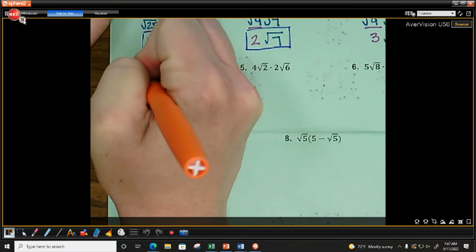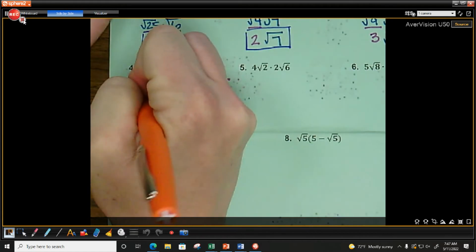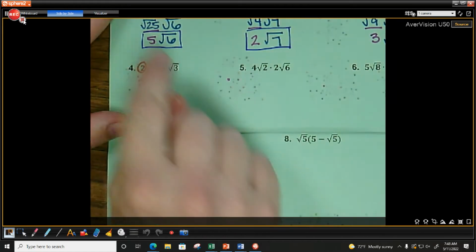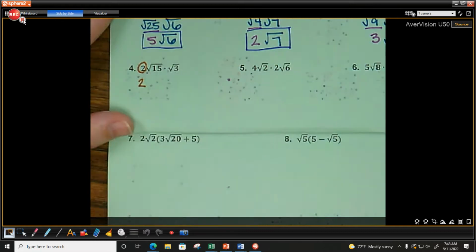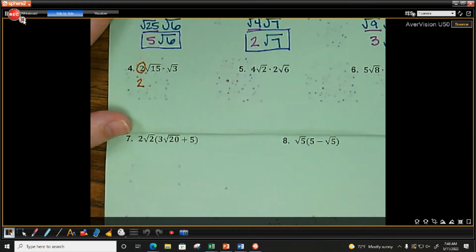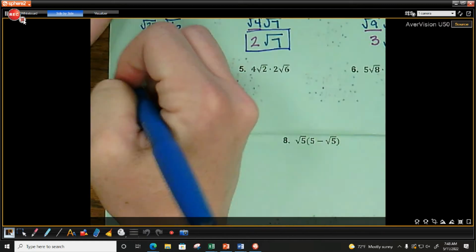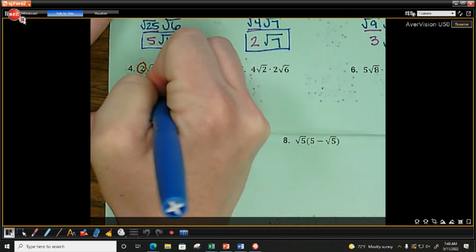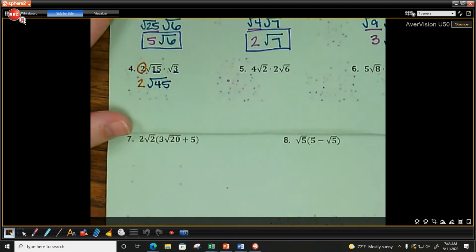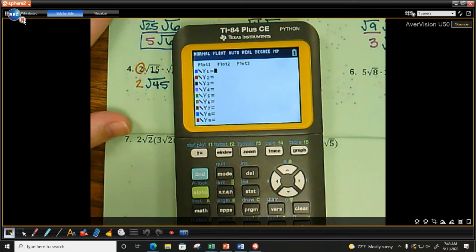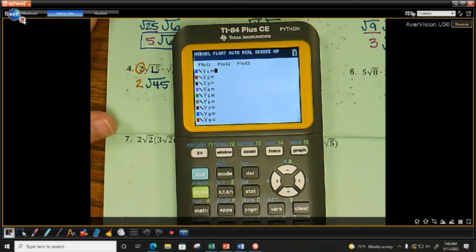But here, what's the only coefficient I have outside? So 2 is the only coefficient. There's nothing to multiply 2 by. This radical doesn't have a coefficient out in front. Okay? We good with that? 15 times 3 is 45. Notice how I keep it under the radical. Okay? When I go to y equals, what am I going to type in?